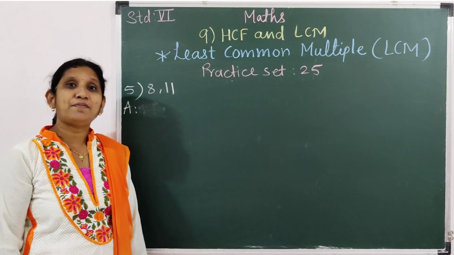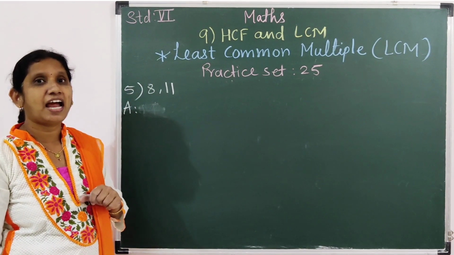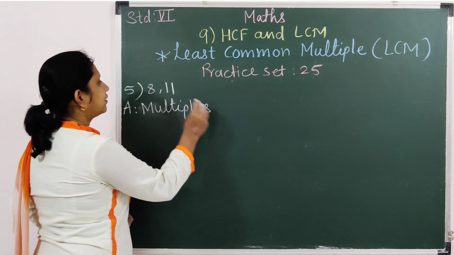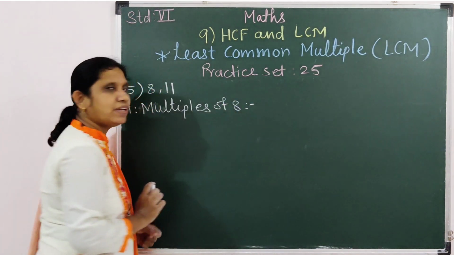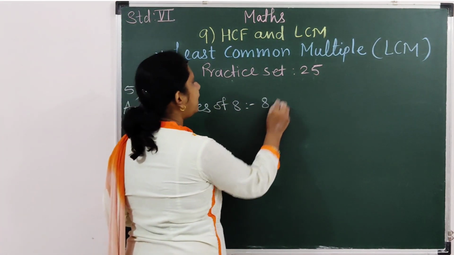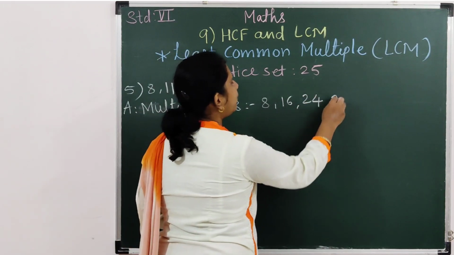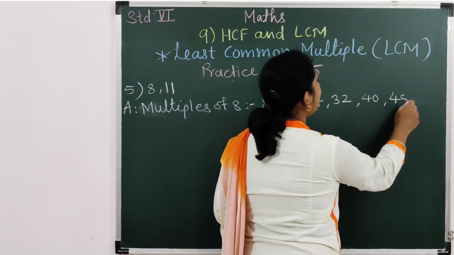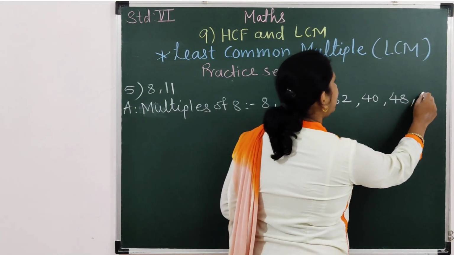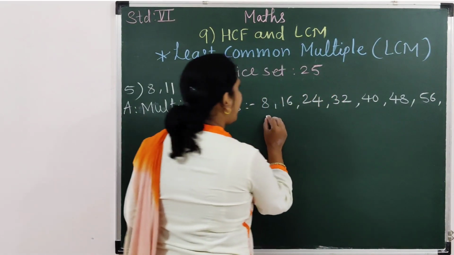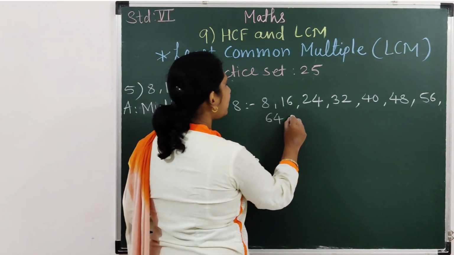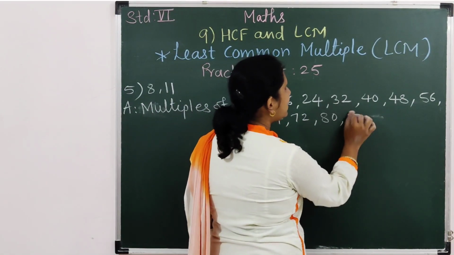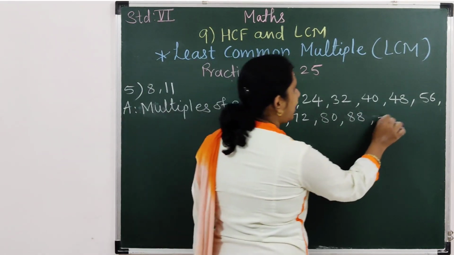Students, let us see the fifth example. Numbers given are 8 and 11. Let us write multiples of 8. It means we will write the table of 8. 8 ones are 8, 8 twos are 16, 8 threes are 24, 8 fours are 32, 8 fives are 40, 8 sixes are 48, 8 sevens are 56, 8 eights are 64, 8 nines are 72, 8 tens are 80, 8 elevens are 88 and so on.